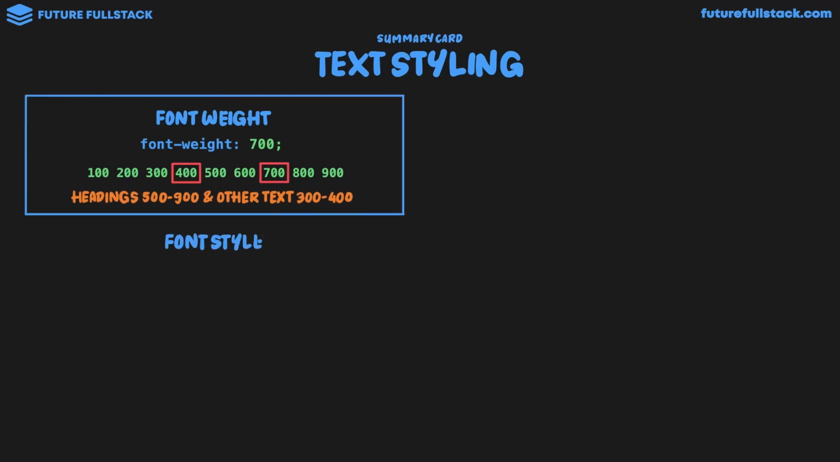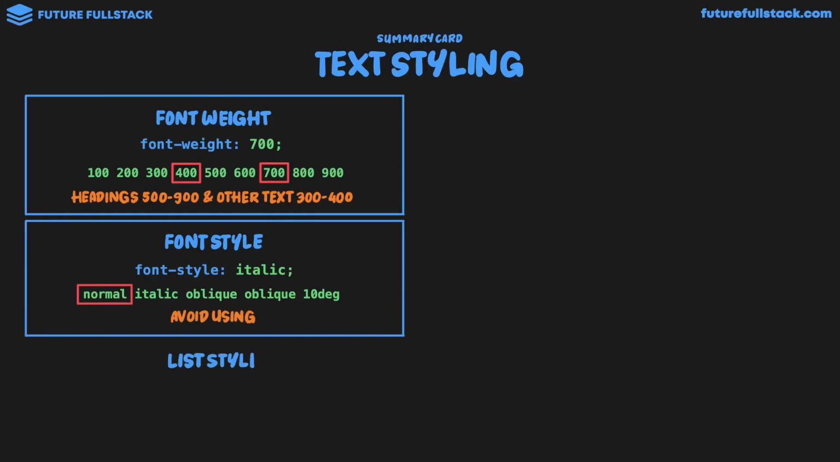We looked at font style, where the CSS property looked like this, and the values include normal, italic, oblique, and oblique with an angle. And we saw that normal was the default property. The design guidance for font style was avoid using. For list style, the CSS property looks like this, and we saw there were 5 values: none, disk, circle, square, and decimal. Disk is the default value for unordered lists, and decimal is the default value for ordered lists. The design guidance we saw was that we should remove list styling.